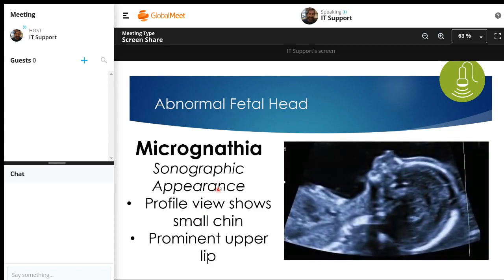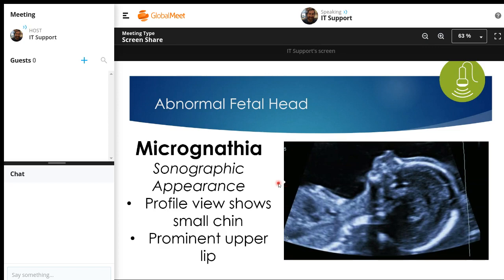So the profile view with micrognathia shows a small chin and prominent upper lip. So if we remember from the online lesson, when we're looking at a baby in profile, we want to see the nose, lips, and chin all in the same plane. So we can see here we have the nose, top lip, bottom lip is tucked in, and chin is way back. So we're kind of at an angle here. So definitely not all in the same plane.